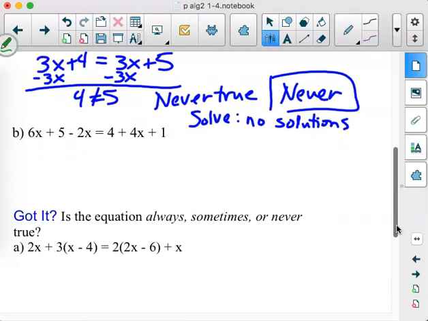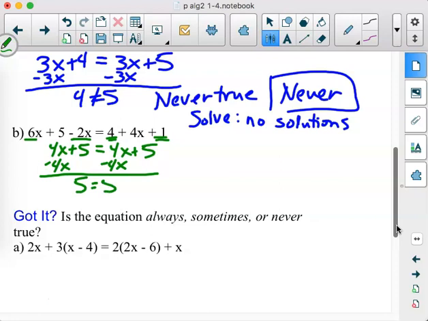I look at B and I think, oh, this is very similar. I've got too much gunk on the left, so 6x minus 2x is 4x plus 5. Same thing on the right-hand side. There's a couple of numbers that can be put together here. Wait a second. 4x plus 5 equals 4x plus 5. Yeah, but let's say you didn't notice that. So you kept going, and you get 5 equals 5. That's always true.